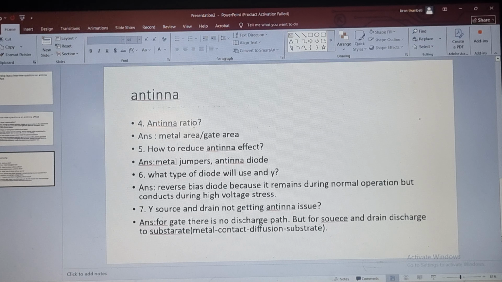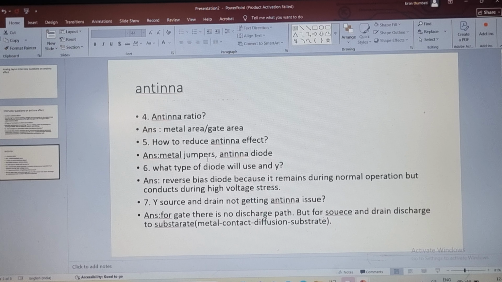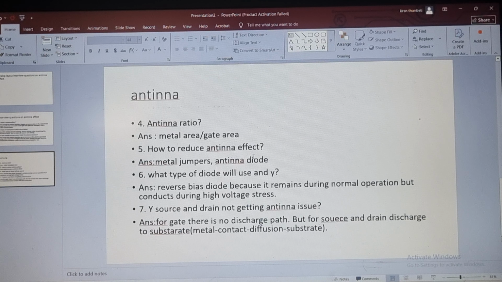What is the antenna ratio? Antenna ratio means metal area divided by gate area. How to reduce the antenna effect? We have different types of precautions. One of the major ones is that we can use metal jumpers, and antenna diodes are also used. I will tell about antenna separately. Now I am telling only the important questions.